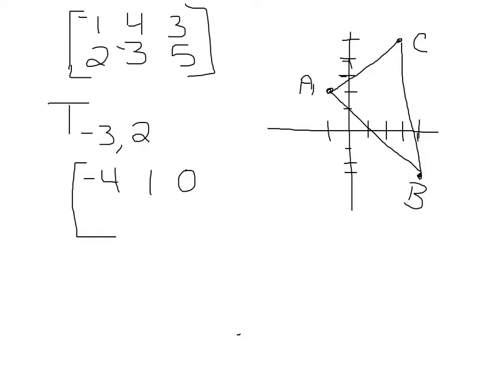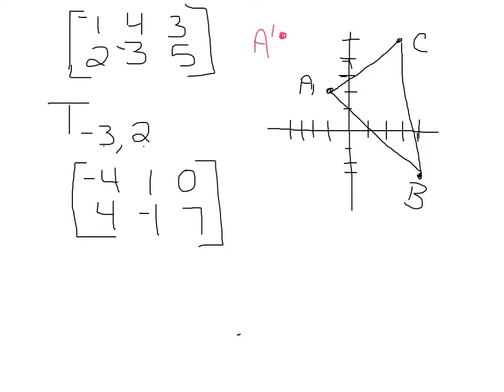Then we want to do a vertical translation up 2. So we will take the y values and add 2 to them. 2 plus 2 is 4. -3 plus 2. And 5 plus 2. So this should have moved the triangle to the left 3 and up 2. So -4, let me do a different color. -4, 4. To the left 3, up 2, A prime.